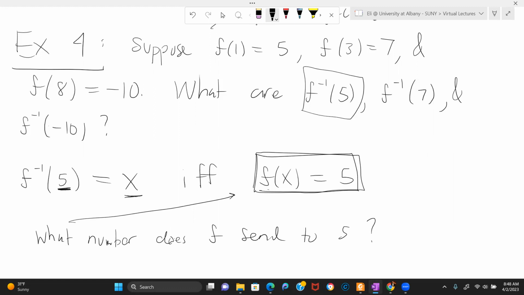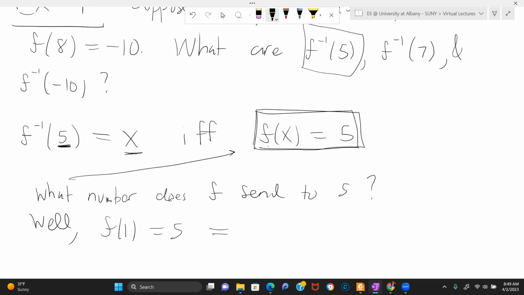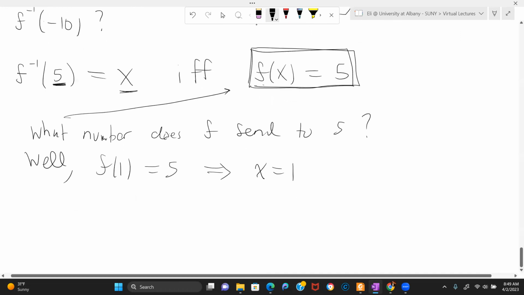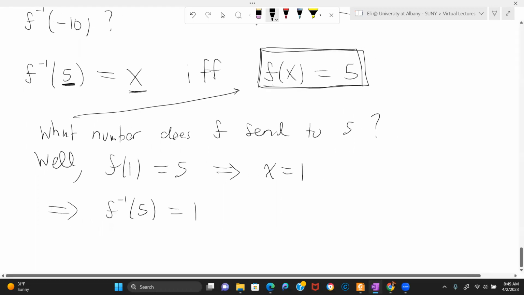Well, we're told that f sends 1 to 5. So we can say f of 1 is equal to 5. So that implies that x has to be 1. But if x is equal to 1, then f inverse of 5 is equal to 1. So that's how you use the definition of an inverse function, to figure out what the inverse function does to a given input.